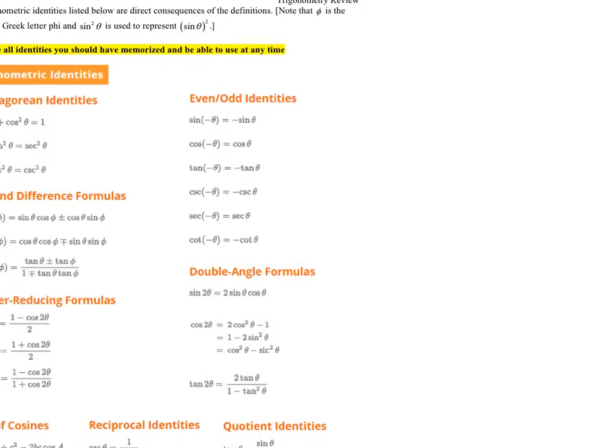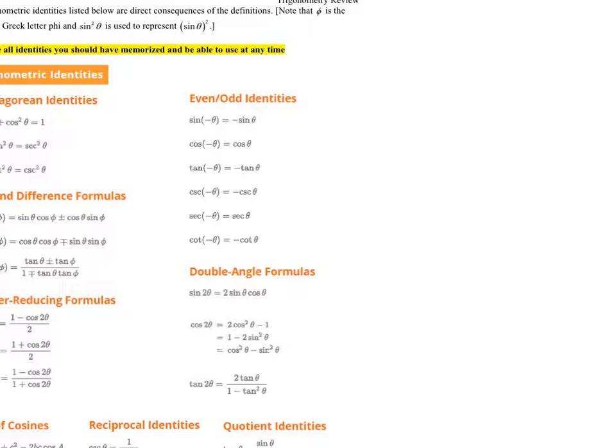Coming up next are the even and odd identities. These ones are really important for us as well. For instance, if I said, what's the sine of negative 30 degrees? Well, that's the exact same thing as negative sine of 30 degrees. That's called an odd function. In odd functions, you can bring the negative from the inside to the outside for trigonometric functions. If you notice, odd functions include sine of theta, tangent theta, cosecant of theta because that's the reciprocal of sine of theta, and cotangent of theta because that's the reciprocal of tangent of theta.